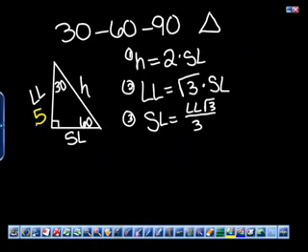This time I'm giving you the long leg. Which one do you want to figure out first? Figure out the short leg first? Okay, so short leg equals the long leg, which is what? Square root of 3 over 3.